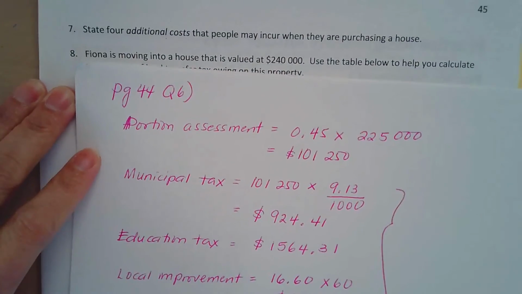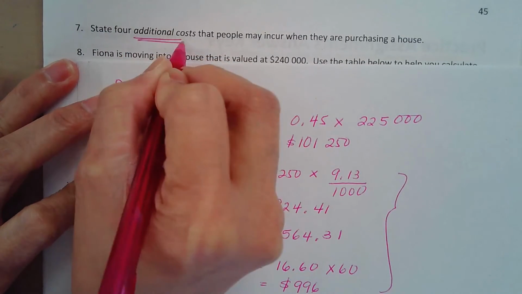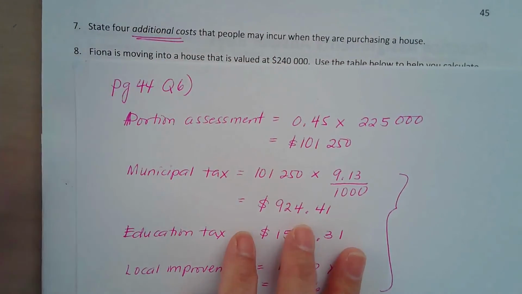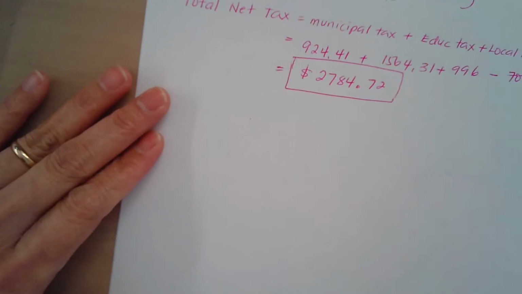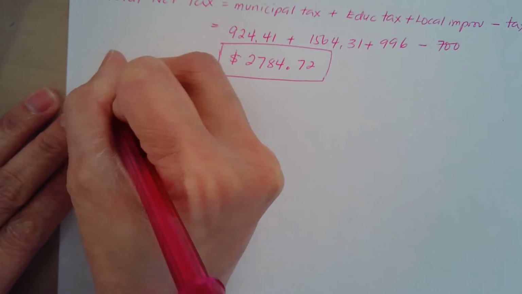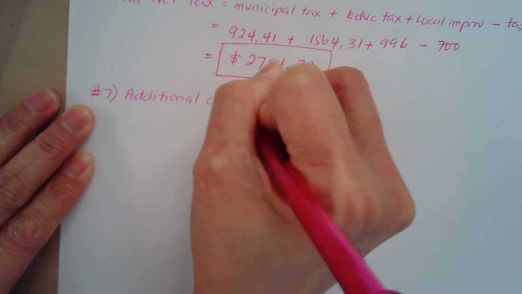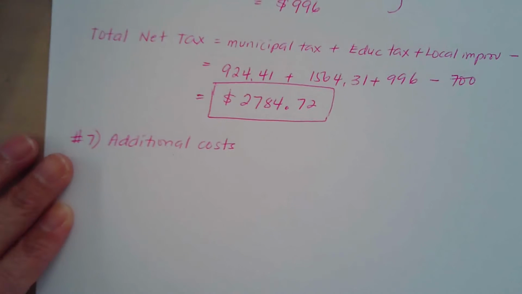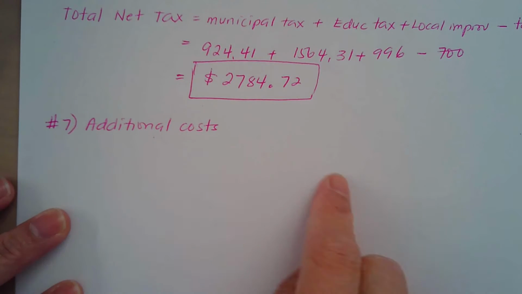Okay, number 7. It says state 4 additional costs people may incur when purchasing a home. Now, it's only asking for 4, and there's a lot of them, right? So let's go over some additional costs in here. There's more than 4, but the question only asks for 4. If they only ask for 4, only give 4, right? On the test. But in this case, we're gonna write all of them.